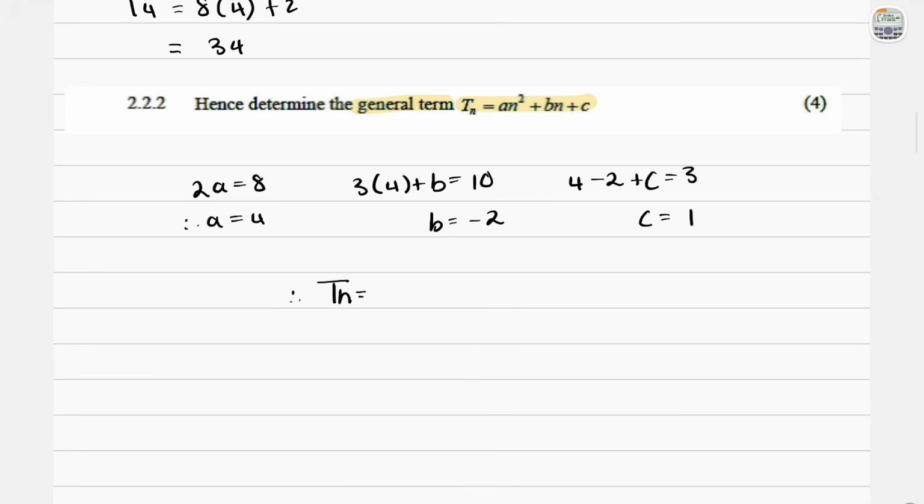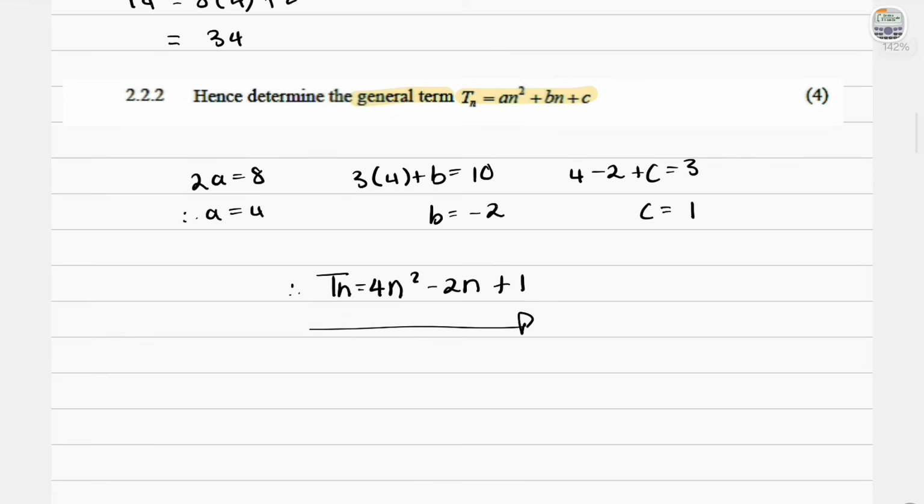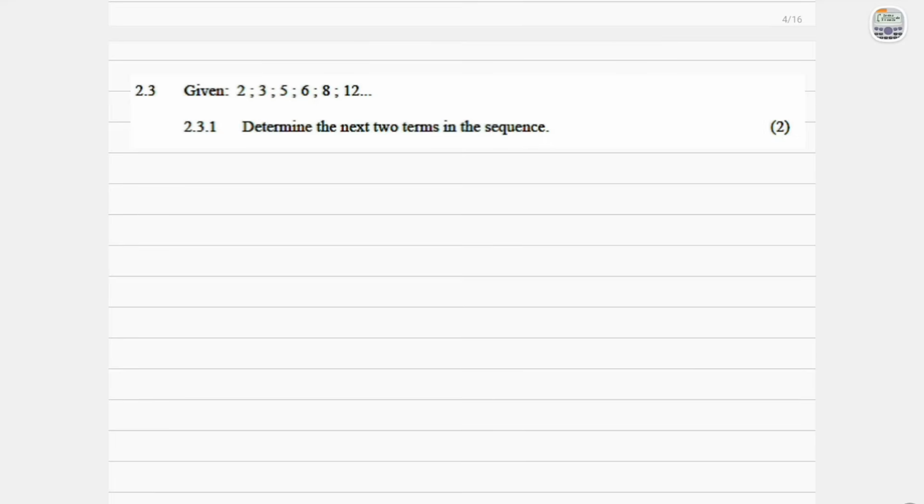So we'll say Tn is equal to A is 4, so 4n squared. B is negative 2, then n, and then lastly plus C, which is plus 1. And that is the formula. Moving on to the next question.